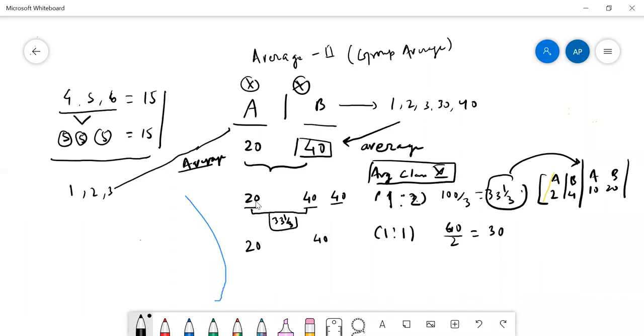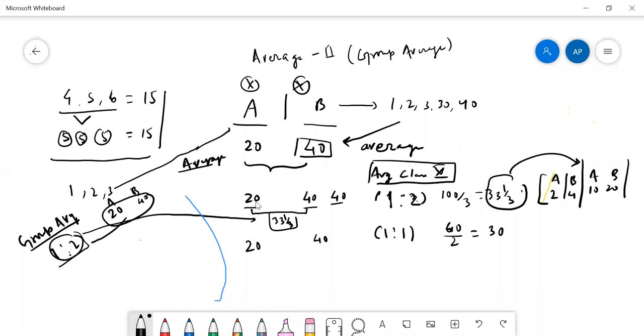So the group average basically comes through packets. Like if groups A and B have students in 1:2 ratio, these three students will have an average of 33 1 by 3. And all these packets, like if group A has 20 students and group B has 40 students, it can be taken as 20 groups of 1:2. So all the small grouplets will have 33 1 by 3 and the entire group will have 33 1 by 3 as an average. I hope I have cleared your doubt.